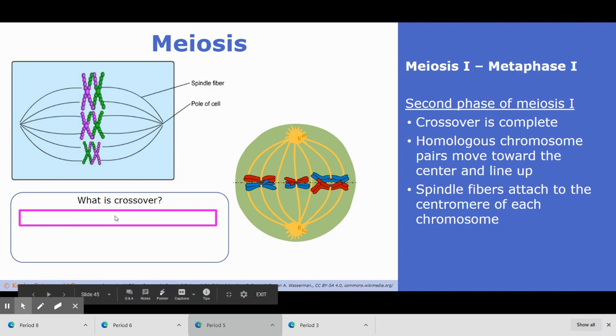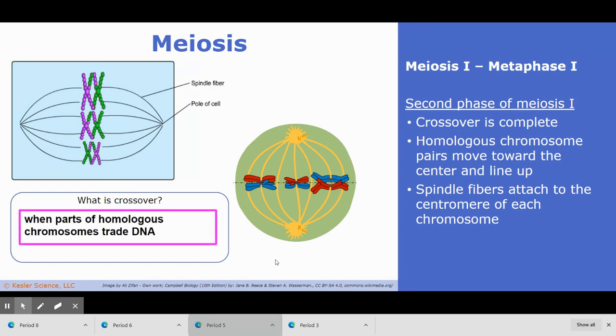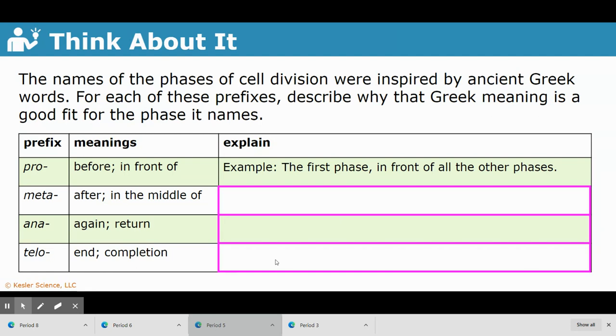You're going to pause the video and answer what crossing over is, just kind of a review for you. The crossing over is when parts of homologous chromosomes trade DNA.